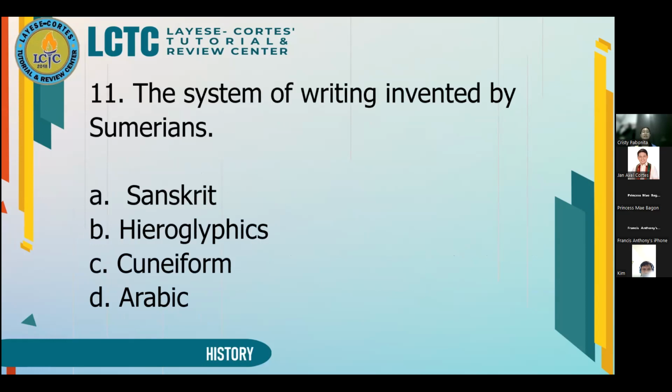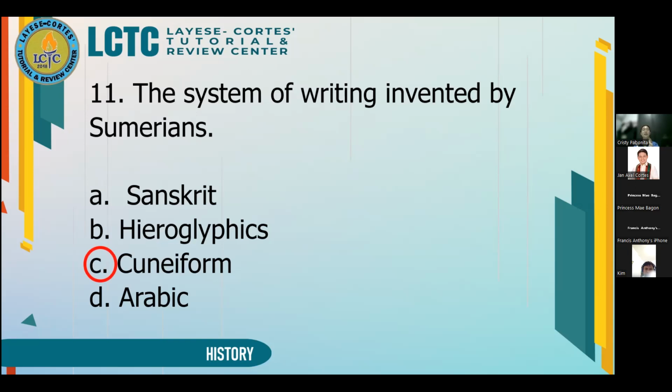11. The system of writing invented by Sumerians. Sumerians is? Sanskrit. Ha? System of writing of Sumerians. Ginimawa ang Sumerians. So, ang system of writing sa Sumerians. Cuneiform. Same sa Mesopotamia. Yes. So, system of writing sa Sumerians, ilang na-invent is ang cuneiform. Very good. So, that is cuneiform.